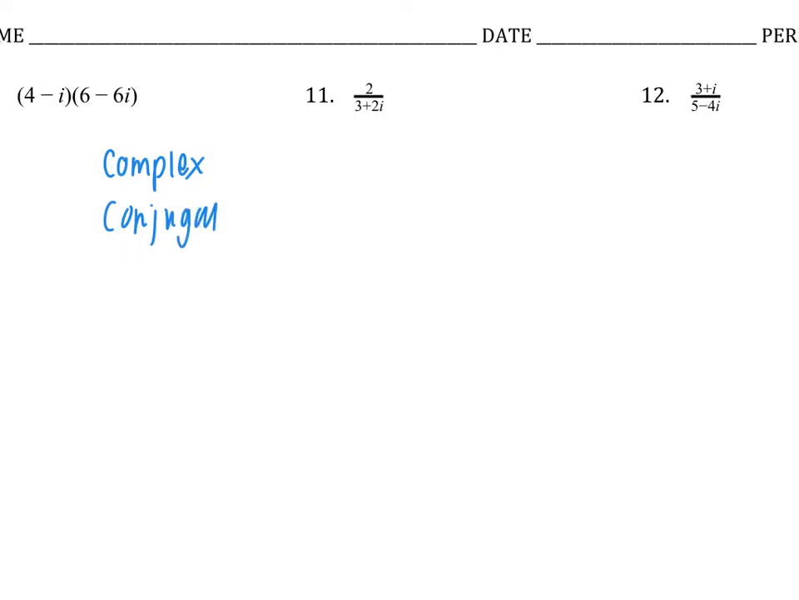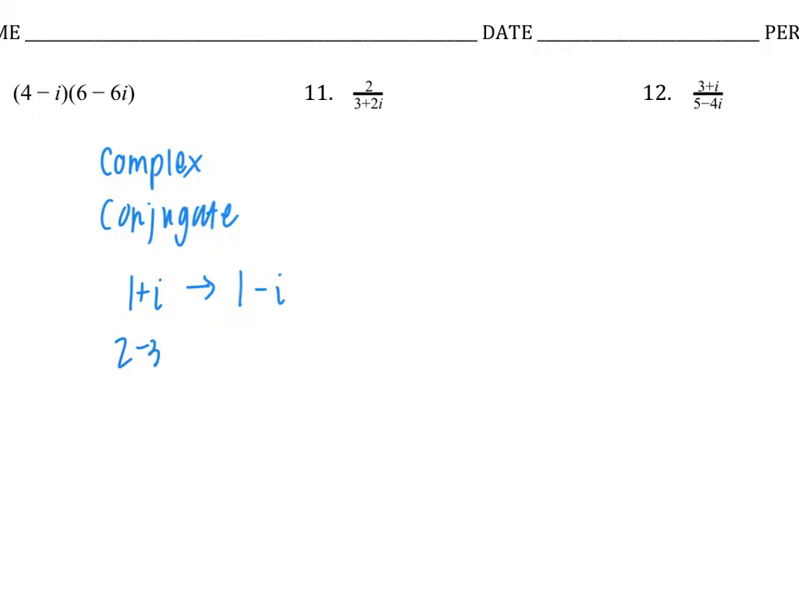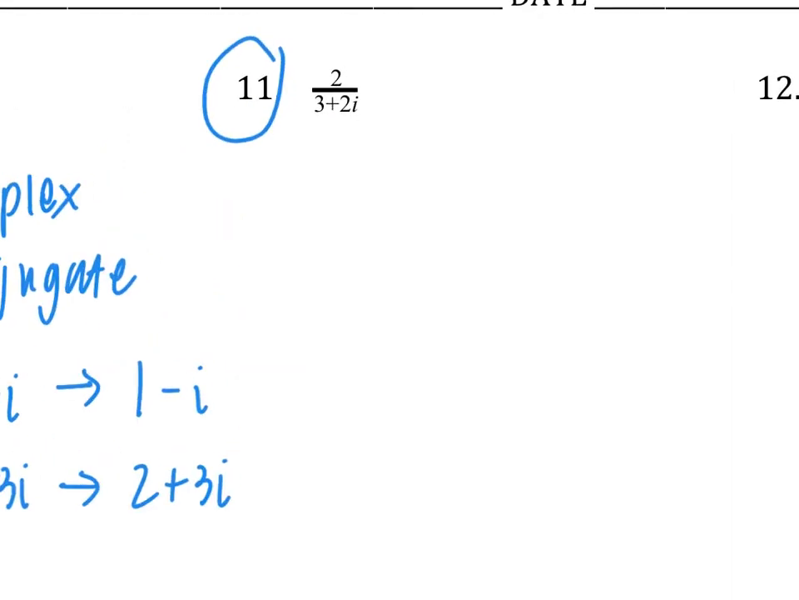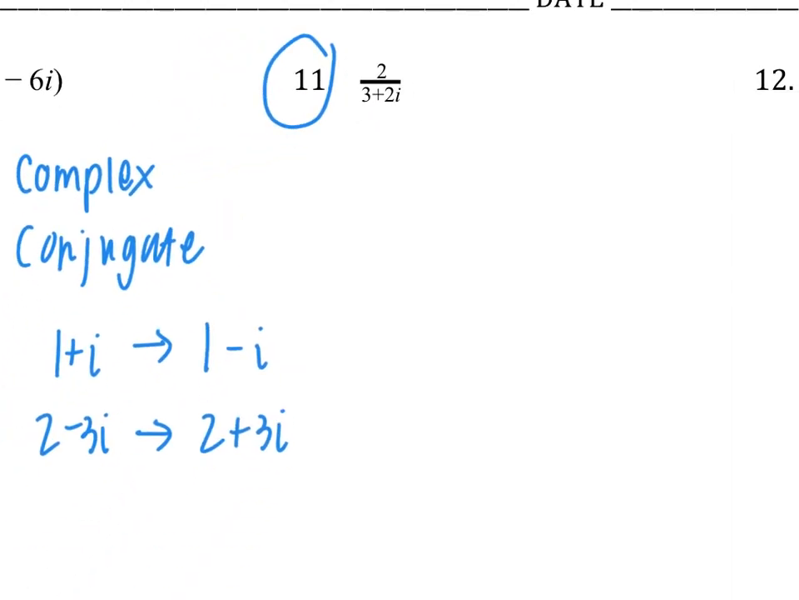And a complex conjugate is a complex number, so like if I had 1 plus i, it's the same two terms, 1 and i, but with a different sign in the middle. So this would be like 2 minus 3i. The complex conjugate would be 2 plus 3i. So for this problem up here, number 11, that's the one that we're going to look at, in order to get rid of this i in the denominator, I need to multiply by the complex conjugate, which is 3 minus 2i.